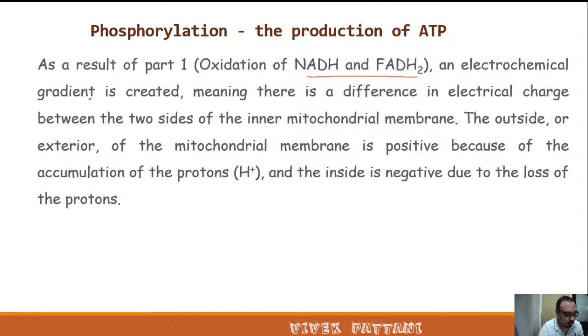Meaning there is a difference in the electrical charge between the two sides of the inner mitochondrial membrane. The outside or the exterior of the mitochondrial membrane is positive because of the accumulation of protons. So the inside is negative due to the loss of the protons.